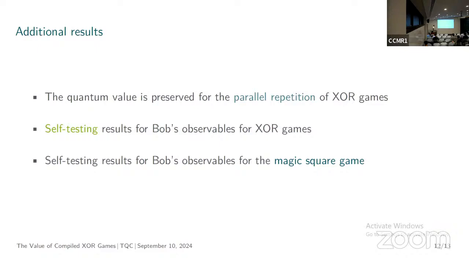And then what we can show is that for some of the XOR games, we get anti-commutation relations for Bob's observables. Similarly, we can also get self-testing results for the Magic Square game. The Magic Square game is not an XOR game, but it's one of the more famous games. The good thing is that the Magic Square game has winning probability 1. So in some protocols, it's nice to have a game where one can always win with quantum strategies.